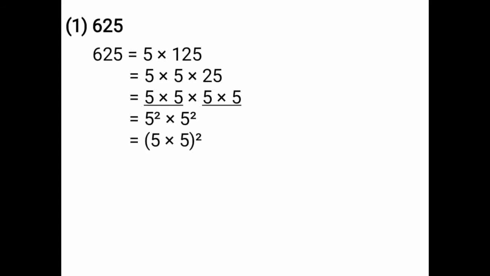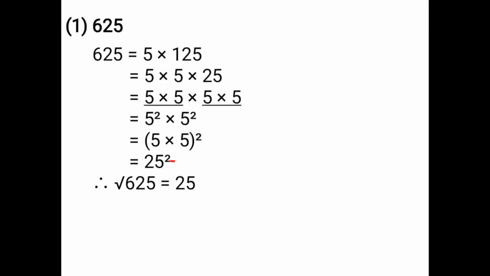That is equal to 5 into 5, the whole square. You have to multiply this 5 into 5. 5 fives are 25. That is equal to 25 square. Now you have to remove this square. When you remove this square, in the question what is given, this will become square root. Therefore, square root of 625 is equal to 25.